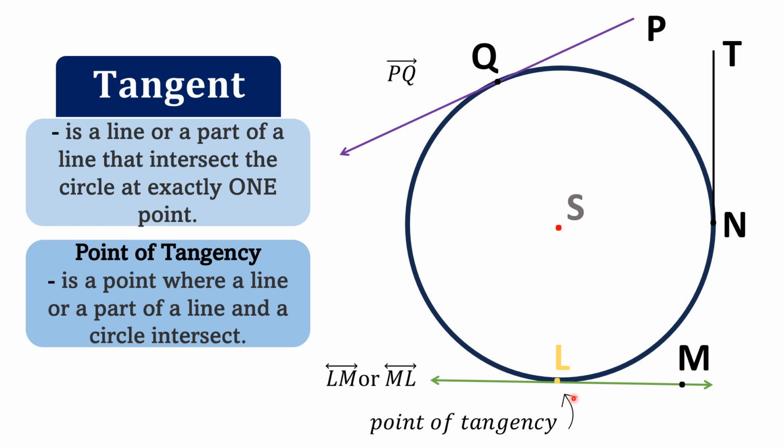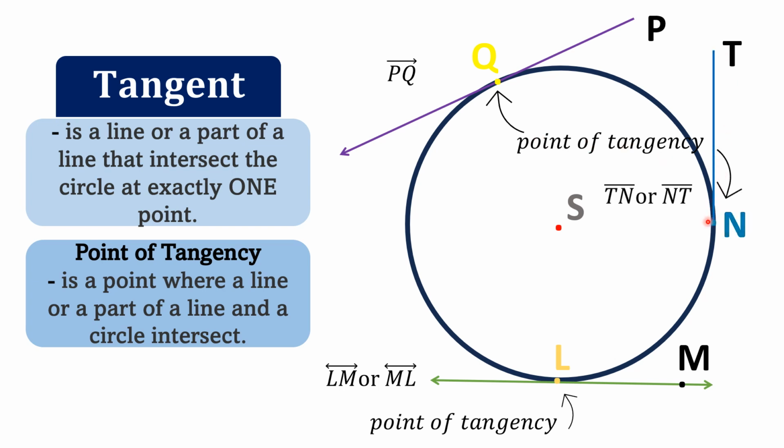The other tangent is ray PQ. The point of tangency or the point of intersection between tangent PQ or ray PQ and circle S is at point Q. The other tangent in this figure is segment TN or NT. The point of tangency is at point N.